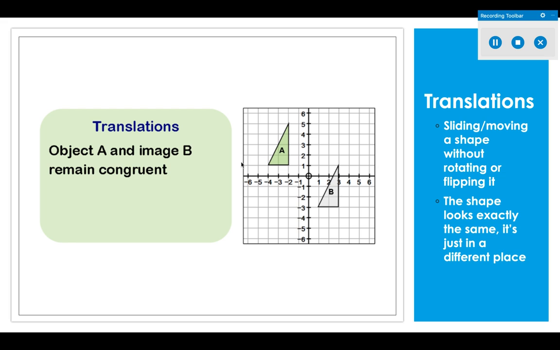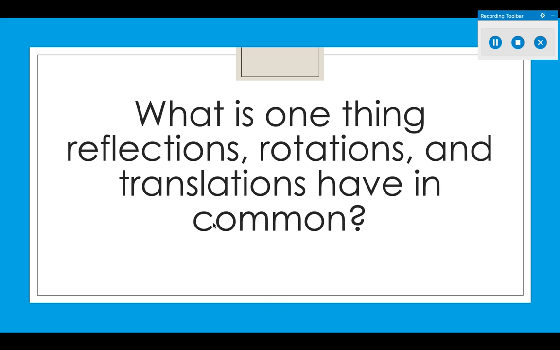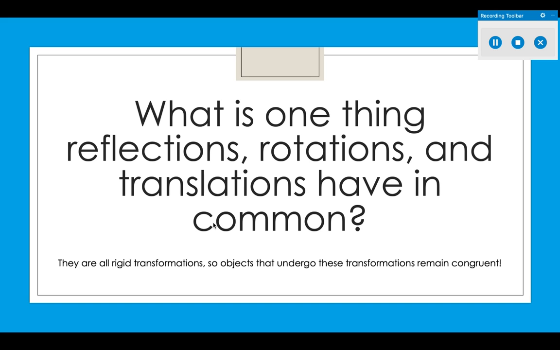Now let's talk about translations. Translations are when you slide or move a shape without rotating it or flipping it. And the shape looks exactly the same, it's just in a different place. So here we had our shape A, and we went ahead and translated it to B. And again, the objects A and B are exactly the same. They're still congruent. So what is one thing reflections, rotations, and translations have in common? They are all rigid transformations, so objects that undergo these transformations remain congruent.